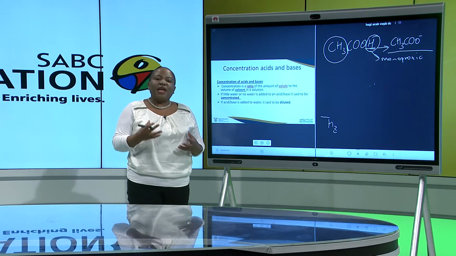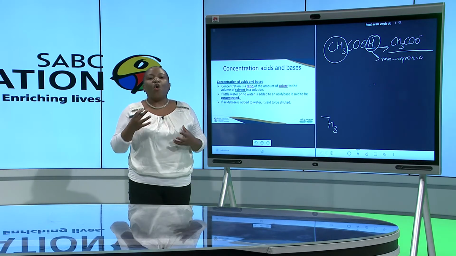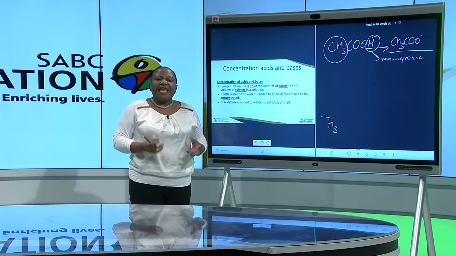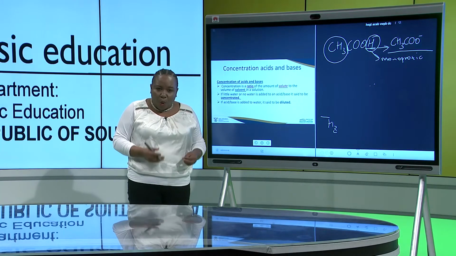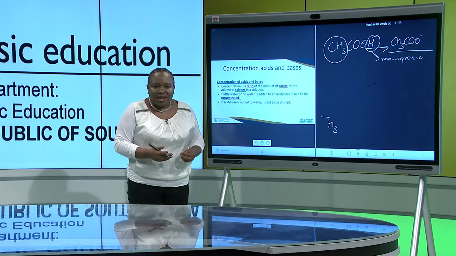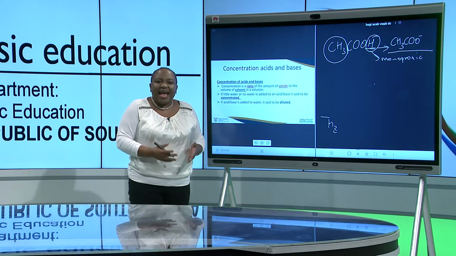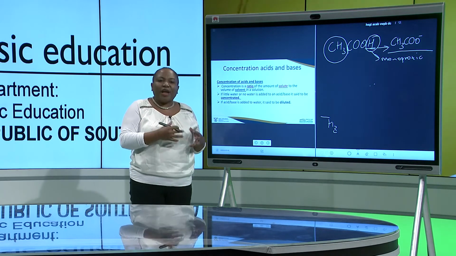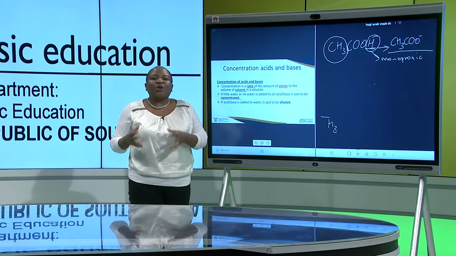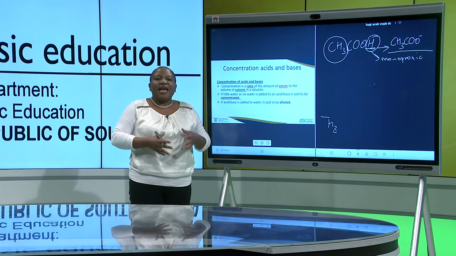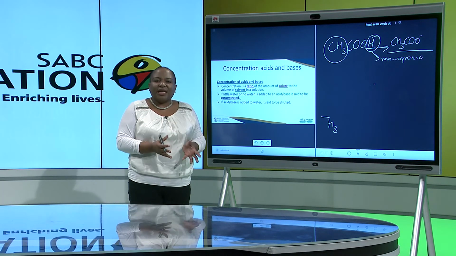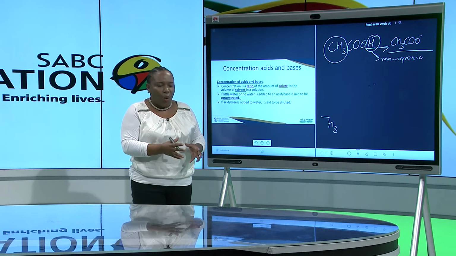So there must not be a confusion of the two words, concentrated and strong, meaning that ethanoic acid, as an example of a weak acid, we can make it to be concentrated. Hydrochloric acid, as an example of a strong acid, we can also make it to be concentrated. It doesn't mean that when an acid is concentrated, then now it is referred to as a strong acid.